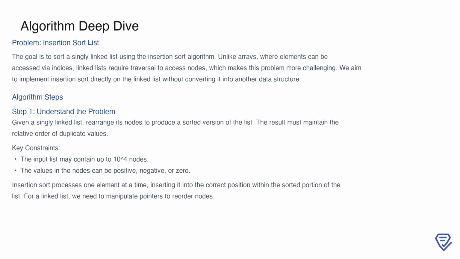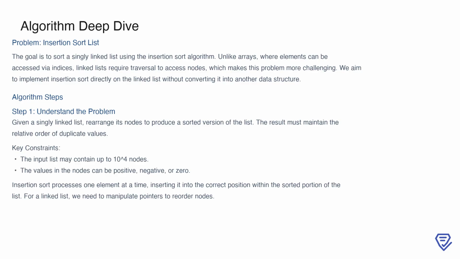In this problem, our goal is to sort a singly linked list using the insertion sort algorithm. Now, unlike arrays, where we can access elements directly using indices, linked lists require traversal to access specific nodes, which adds an extra layer of complexity. The challenge here is to implement the insertion sort algorithm directly on the linked list, without converting it into another data structure. To clarify, the task is to rearrange the nodes of the linked list so that they are in sorted order, while ensuring that the relative order of duplicate values remains unchanged.